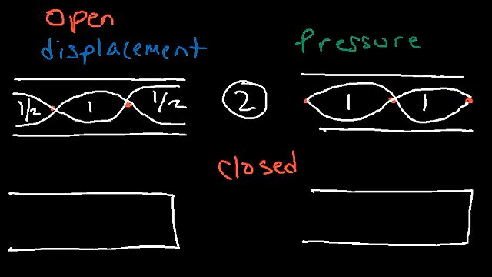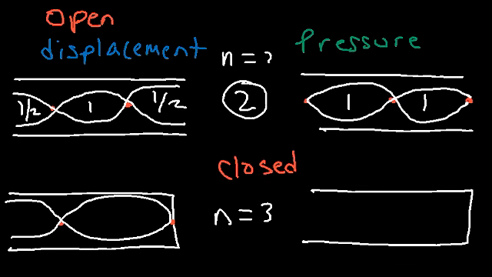Now for the closed tube, we can't really do a second harmonic because the n values have to be odd. So we're going to have to draw the picture for the third harmonic. Now for the displacement of air, there's going to be 2 nodes. So it's going to look like this. So that's for the third harmonic, where n is 3. For this one, n is 2 when it's open.